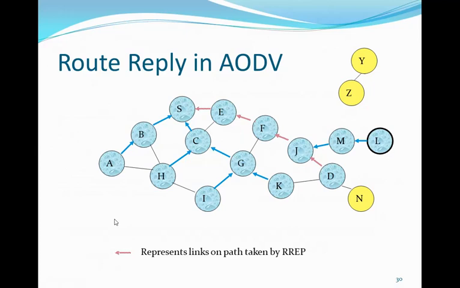Now you can see that D receives the route request from node S.